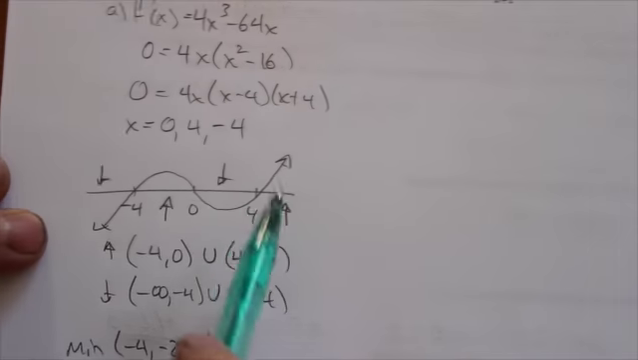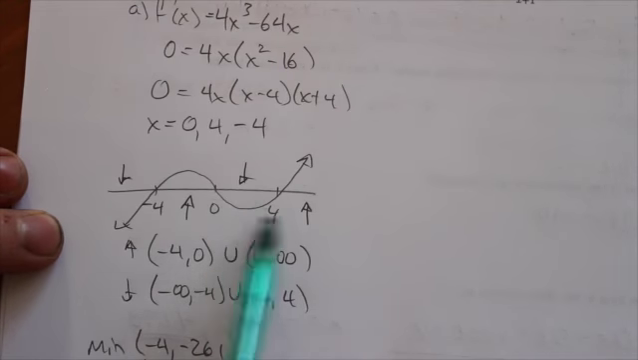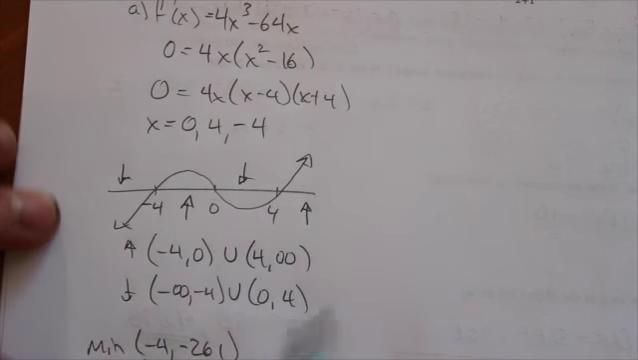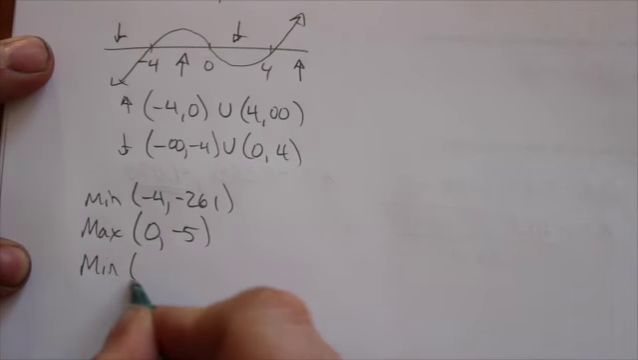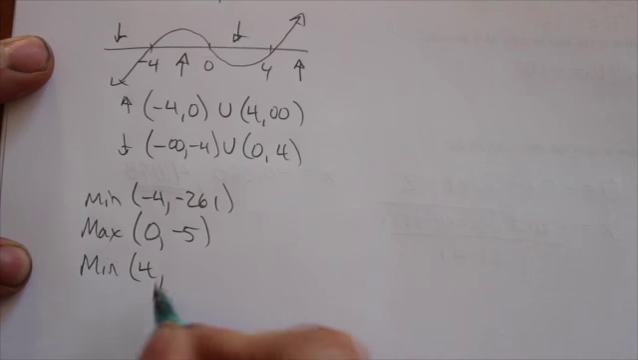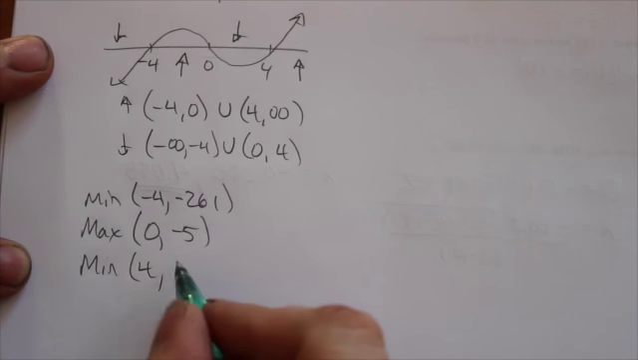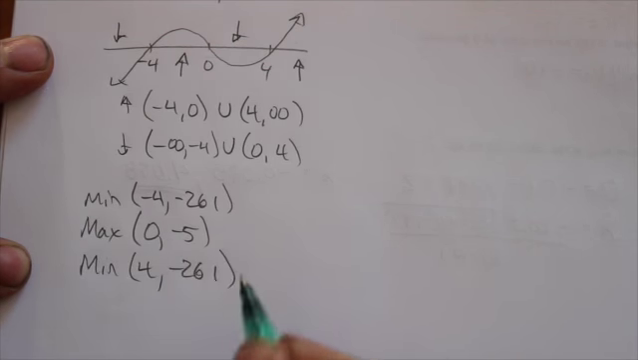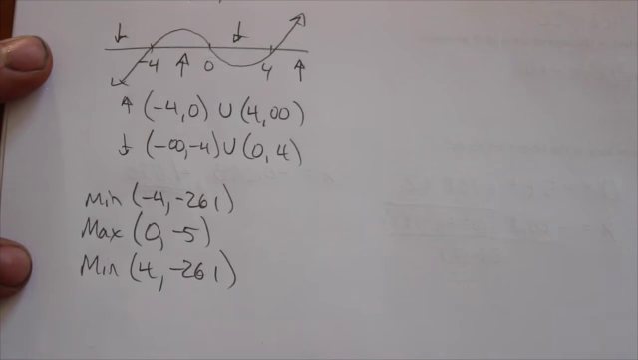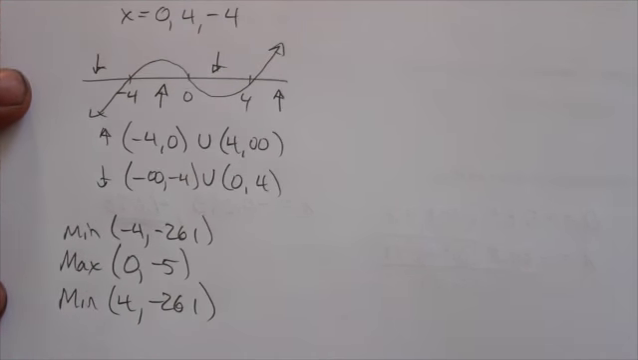And then one more time I take a look at this, and I can see that on either side of 4 I'm decreasing and then increasing, which means this is going to be a minimum. Plugging that 4 into my original function, I see that the y-coordinate is negative 261. So that's all the information that this question is asking for.